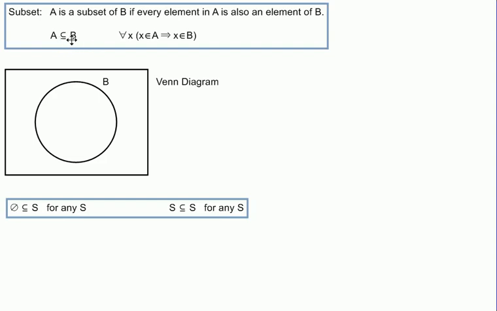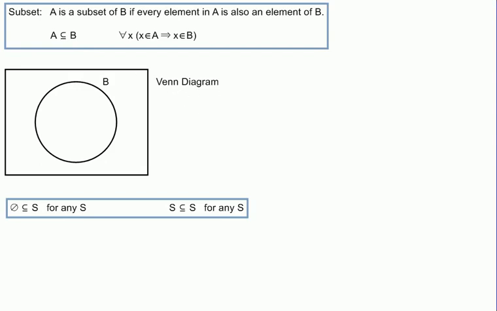Notationally, the symbol for subset is a sideways U with a line under it. That's very similar to the less than or equal to sign, and you can see the connection here. Saying that A is a subset of B is really saying that A is some part or all of B. Now we're not just talking about number of elements, but there is a relationship between those sets.